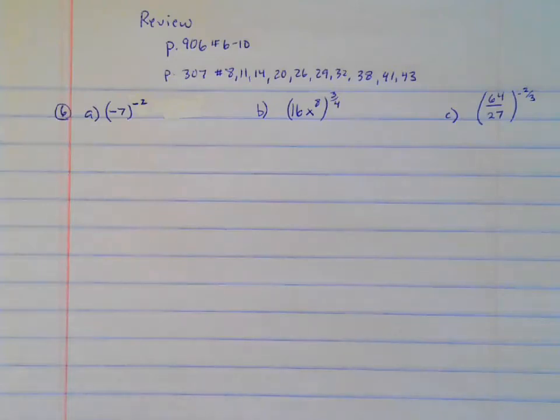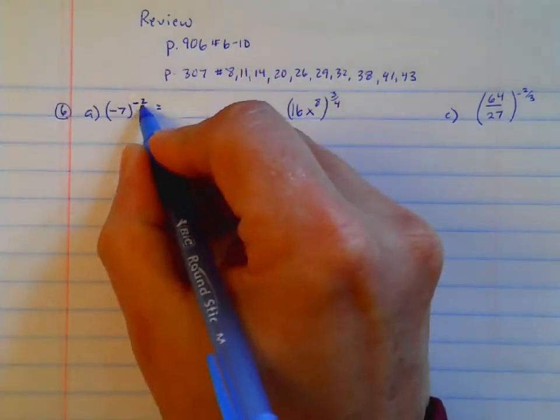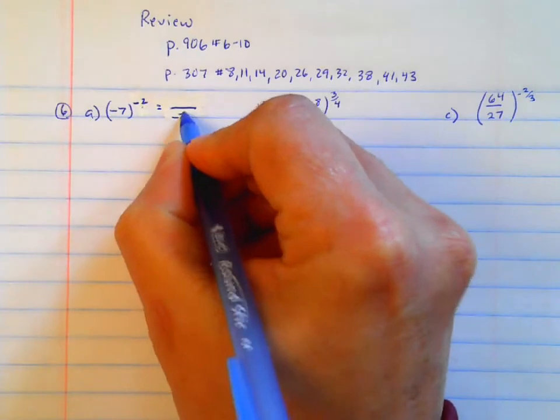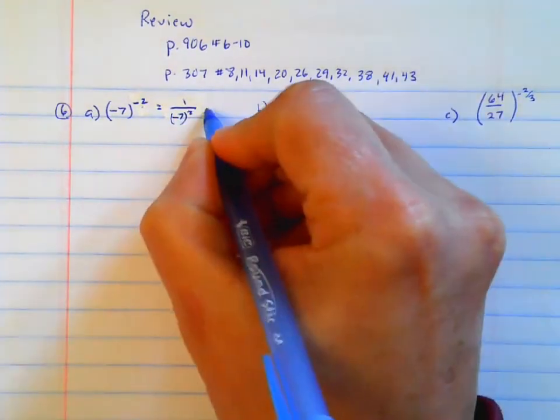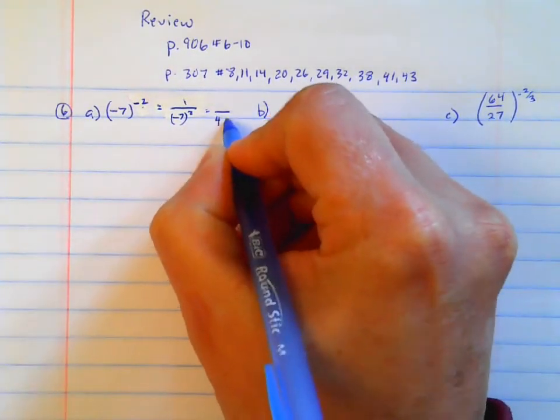Okay, this is the review. Remember, if this is a negative, it moves down to the bottom to become a positive exponent. And negative 7 squared is 49, so we'd have 1 over 49.